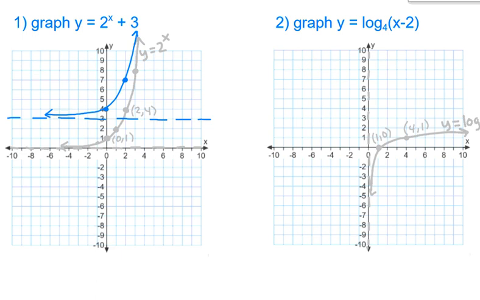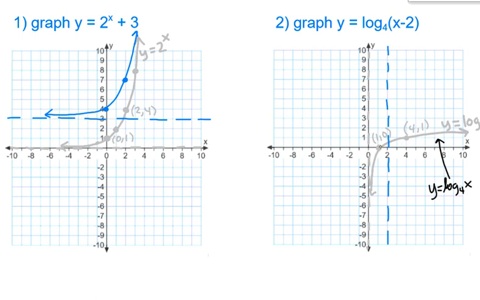Okay, number 2. We're graphing y equals log base 4 of x minus 2. So what I've done is graph y equals log base 4 of x already, and it looks like my label got cut off a little bit. So I'll just write it again. This is the graph of y equals log base 4 of x. And what we're going to do is shift that whole thing to the right. Notice I already have the asymptote in place, so I'm going to start by shifting the asymptote 2 to the right. There we go. And then take a couple of key points and shift those points 2 to the right.